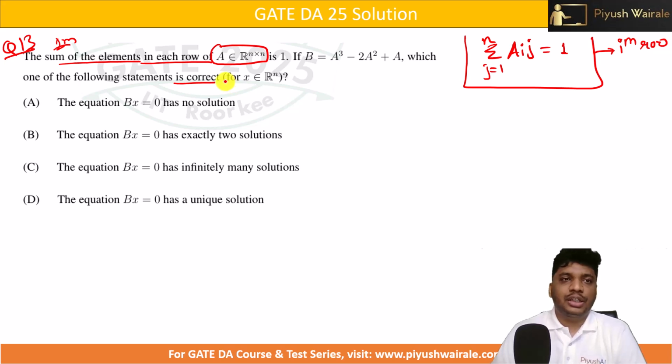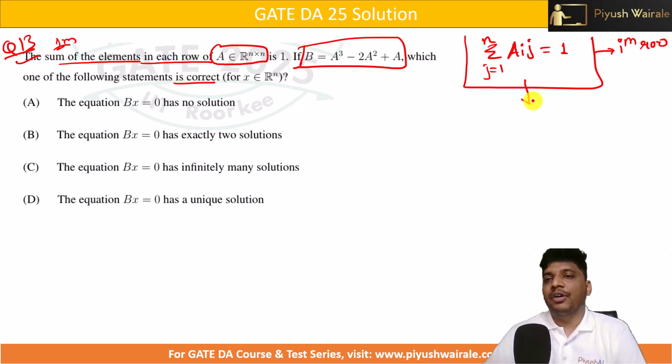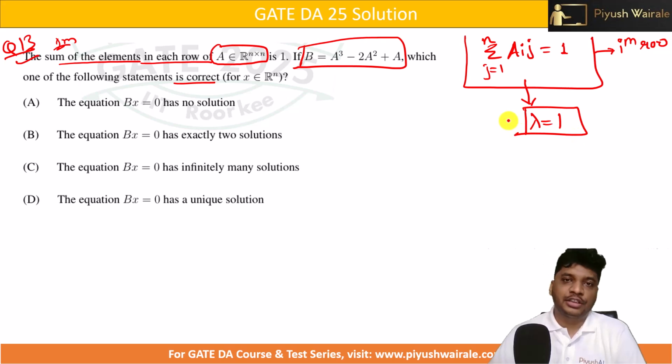Okay. So the given statement is this one, and this expression. We have two given things. Now what do you understand by this particular statement? That is the key here. The sum of the elements in each row of A belonging to R n cross n is basically 1. What can we infer from this? It means that one of the eigenvalues of matrix A is lambda equals to 1. This is what we can say. Can we prove that? Let's see.